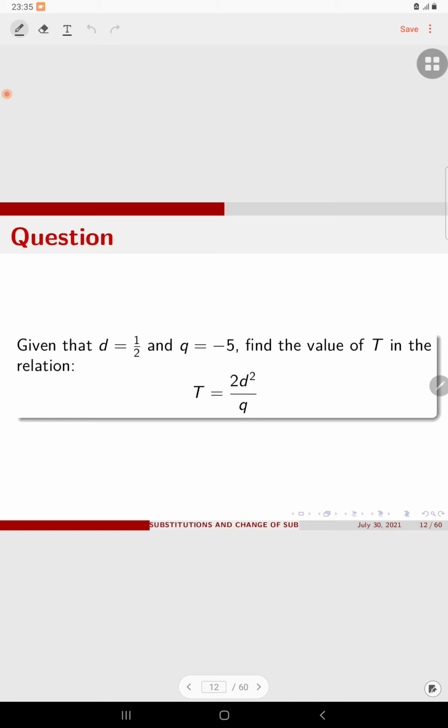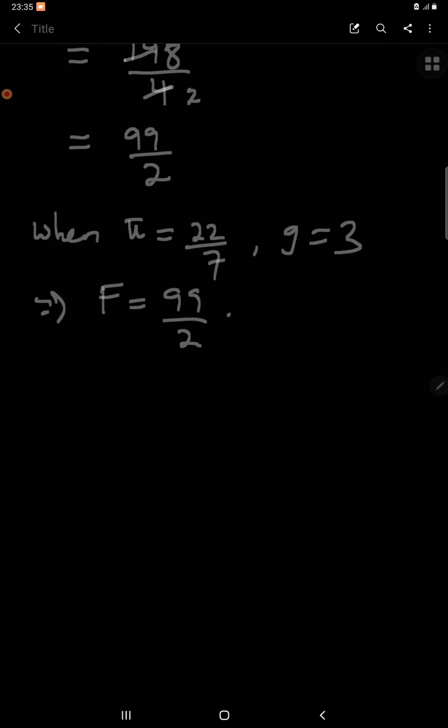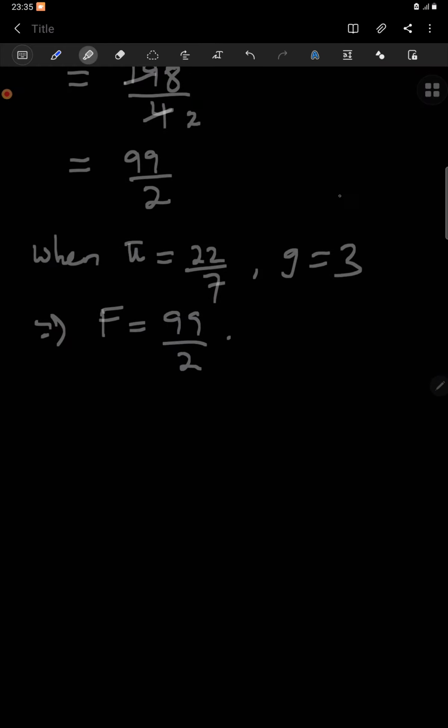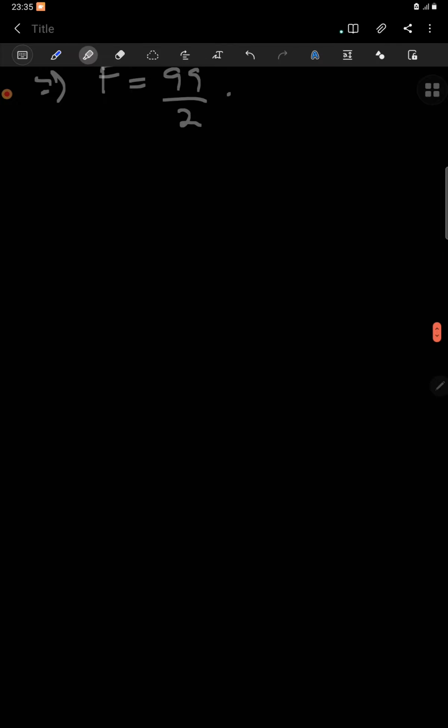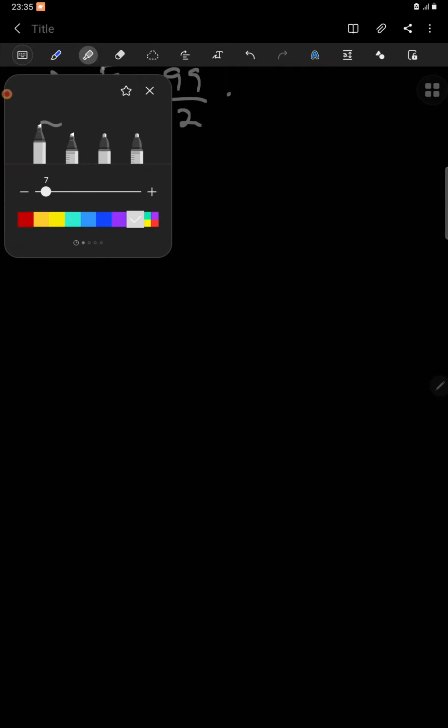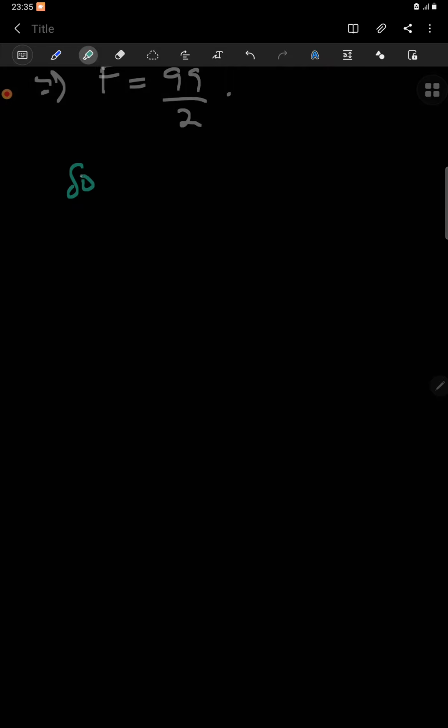We are given d as half and q as -5. And we are supposed to find the value of t when t is equal to 2d squared over q. All right. So just like what we did for the first one, we go through the same procedure, but the values and the equations are not the same. So solution.